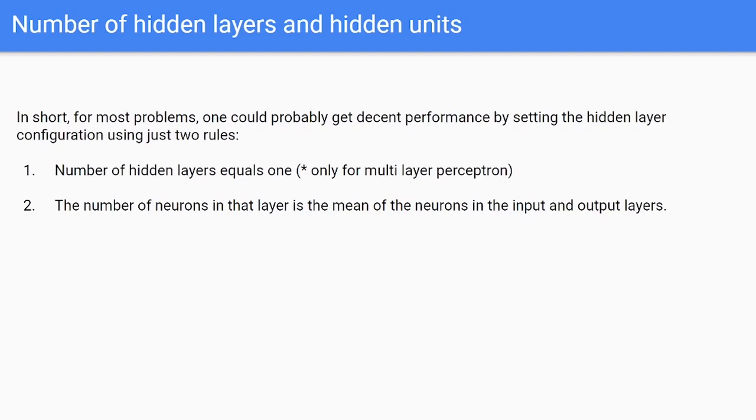What about the number of neurons? The optimum size of the number of hidden units is usually between the size of the input and the size of the output layers. In short, for most problems, one could probably get decent performance by setting the hidden layer configuration using just two rules: number of hidden layers equals 1, and the number of neurons in that layer is the mean of neurons in the input and output layers.